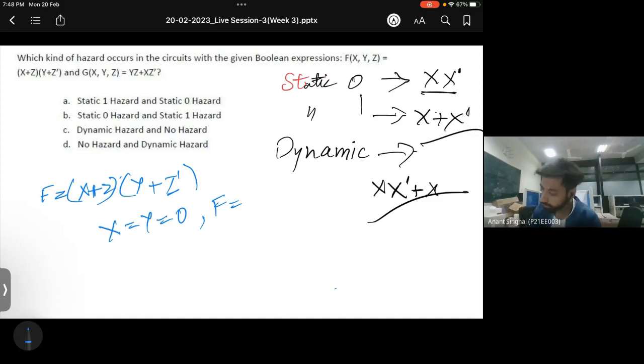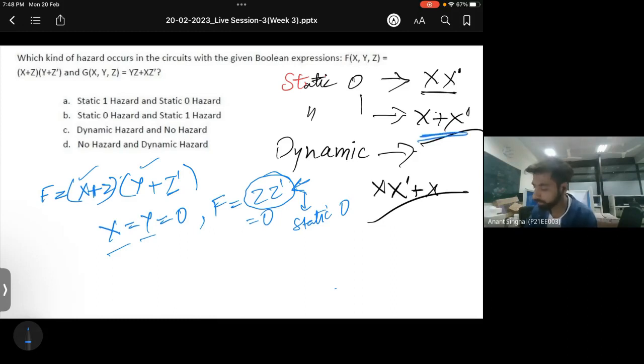Yeah, 0. So you can say if we take x and y as 0, we'll get z bar, which will be 0. So for any combination of variable, if we are getting this type of expression in the circuit, then we will face the static 0 hazard. And if you're getting this type of expression, then we will face static 1 hazard. So f is facing static 0 hazard, and there is one more term in the question, which is yz plus xz bar.